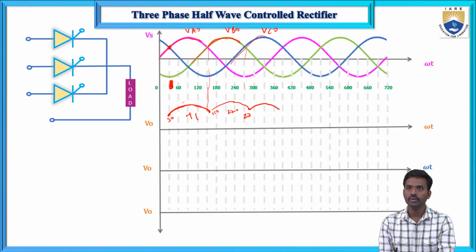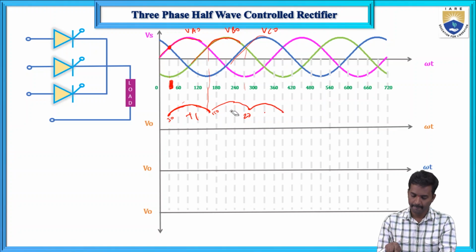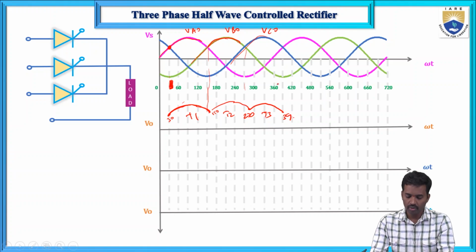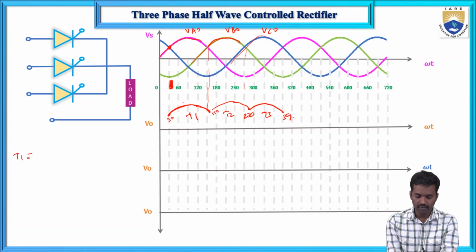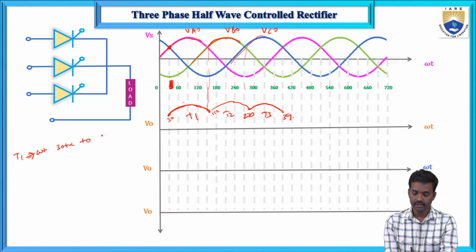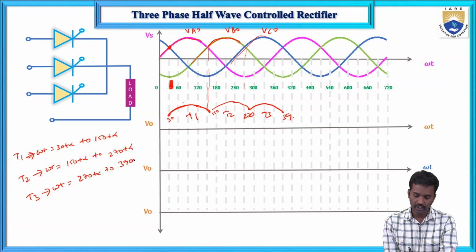And next here 270 to 390, T2 will conduct. T3, 270 and 390. So now here, the T1 thyristor will conduct from omega t equals 30 plus alpha to 150 plus alpha, and the T2 thyristor will conduct from omega t equals 150 plus alpha to 270 plus alpha, and next the T3 thyristor will conduct from omega t equals 270 plus alpha to 390 plus alpha. So these are the three thyristors.